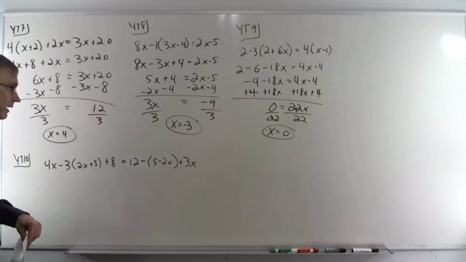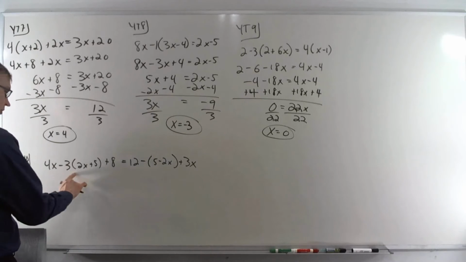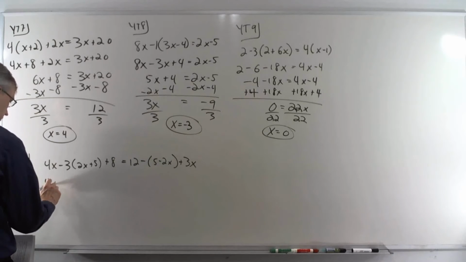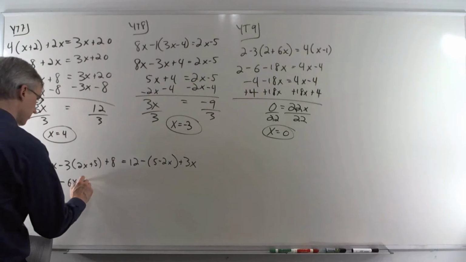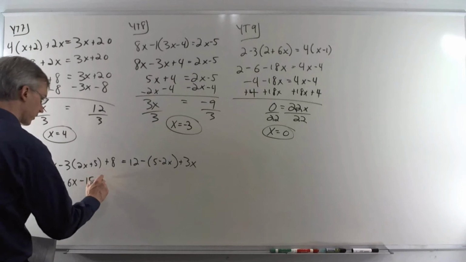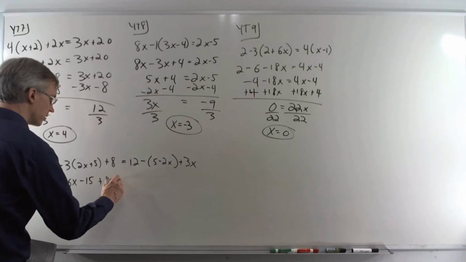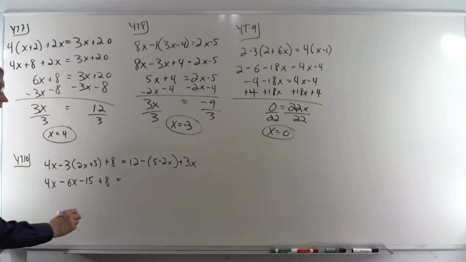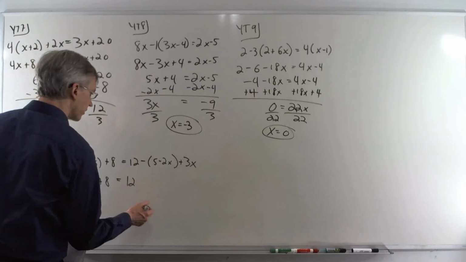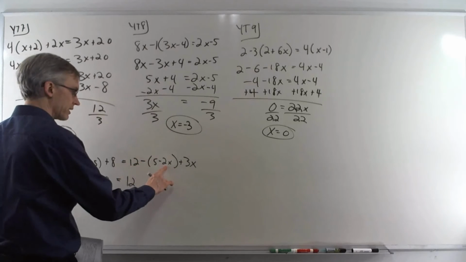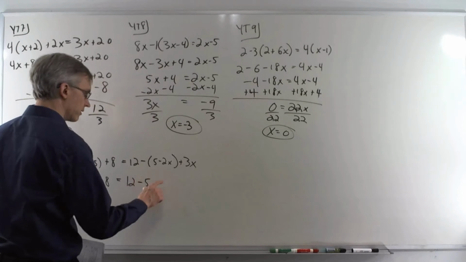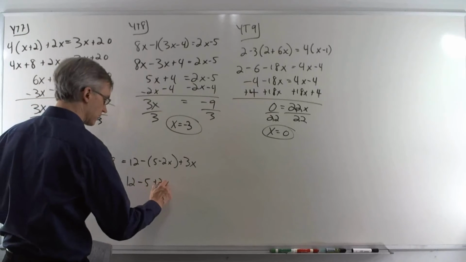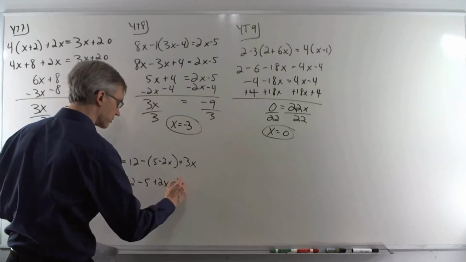So we'll start off by clearing these parentheses. We're going to distribute into this one. Gives us 4x minus 6x minus 15. Don't forget the 8 plus 8 there. And over here, we're starting with 12. Distributing negative 1 into these turns the 5 negative and the 2x positive. So switch the signs on both of those, plus 3x.